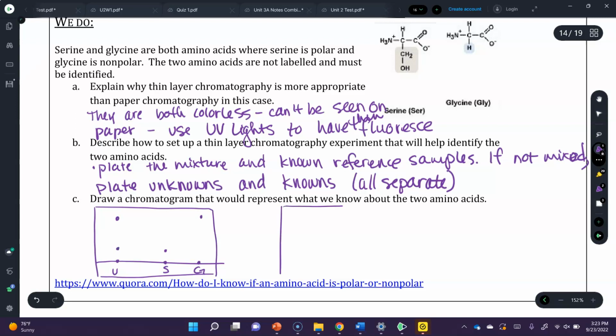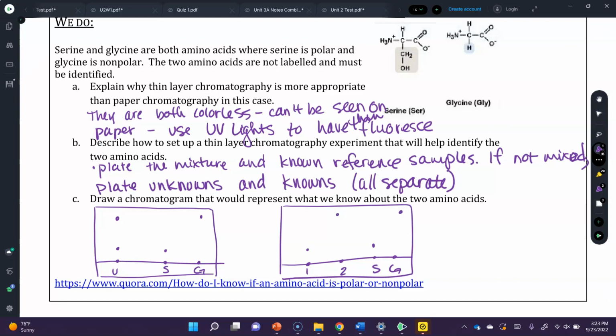If they weren't mixed, I would then have 4 spots with serine and glycine and my unknown 1 and 2, and I would expect to see some combination of this where one of the unknowns matched glycine and one of the unknowns matched serine. But of course you would do an Rf calculation and compare those.